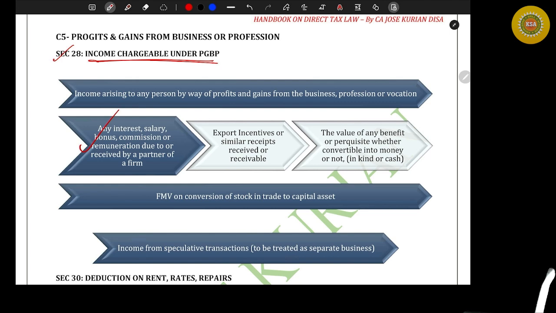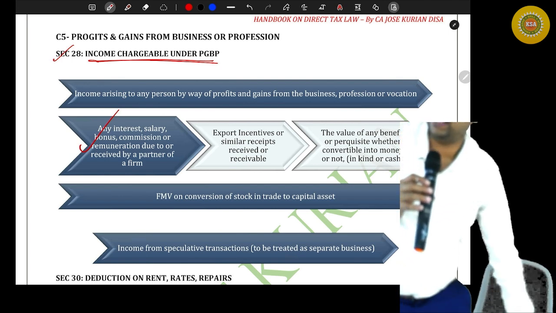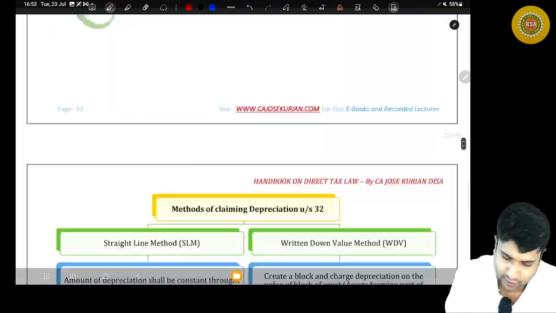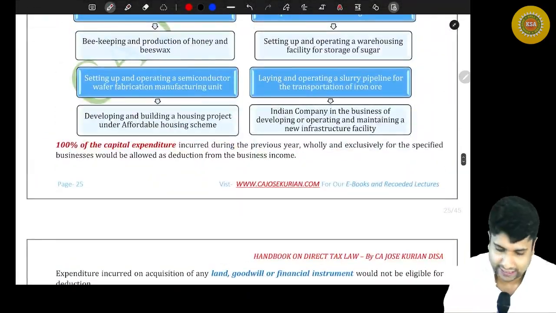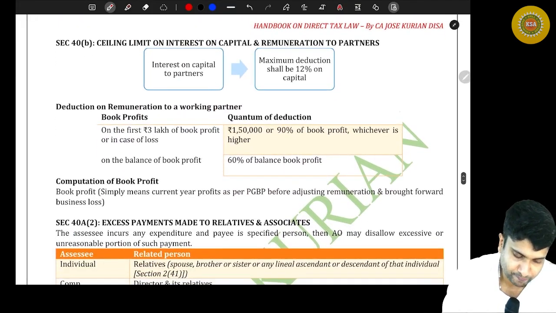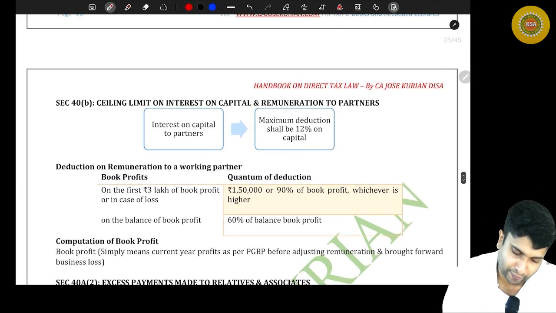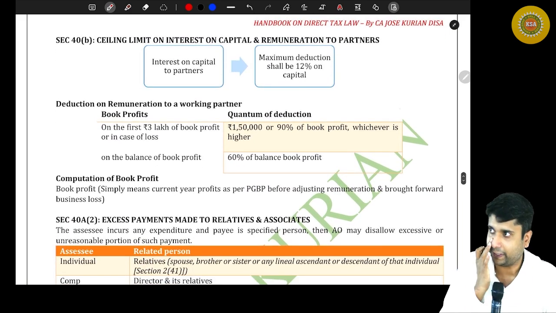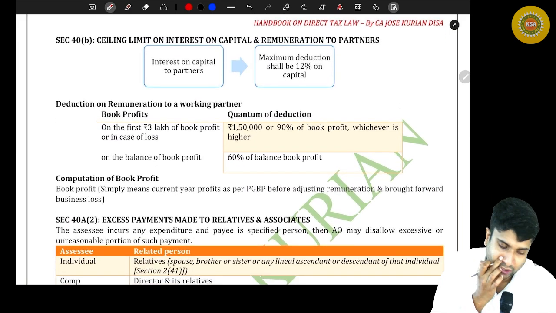Now, since we have discussed this point, let me straight away jump into a disallowance, 40B. You might have studied 40B in your regular classes. We will complete 40B and we'll come back, because it has a connection. If I explain it right now, you will understand it in a better manner. So straight away, jump into page number 29 of our revision material.